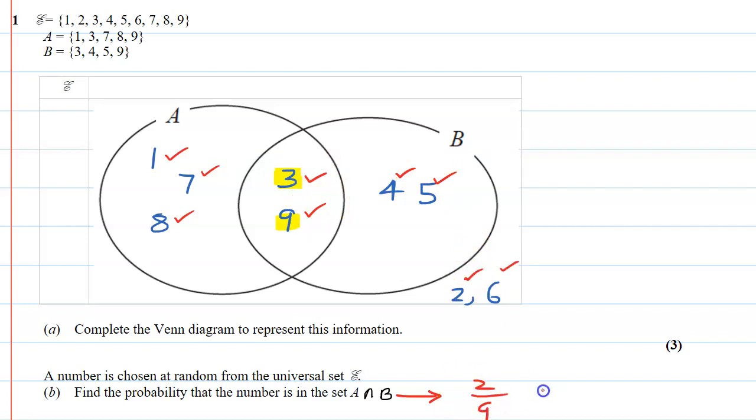it will be 2 over 9. If they ask what will be the probability of A union B, how many numbers are there? 1, 2, 3, 4, 5, 6, 7, so it will be 7 over 9. So we can write down the probability of A intersection B here, and the probability of A union B here, but they are asking only this bit, so I have just explained it for your knowledge. Now let's go for the next question.